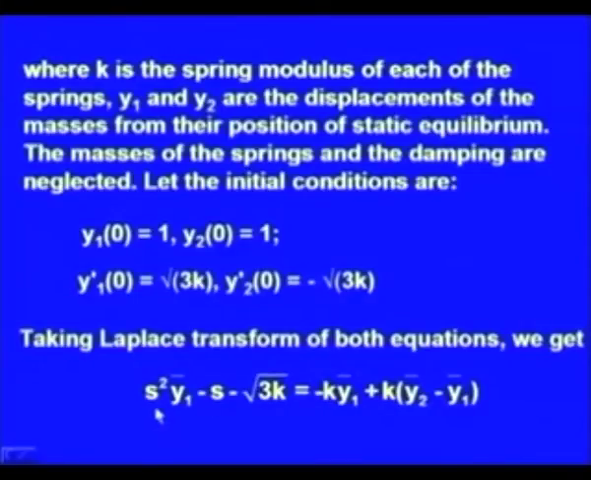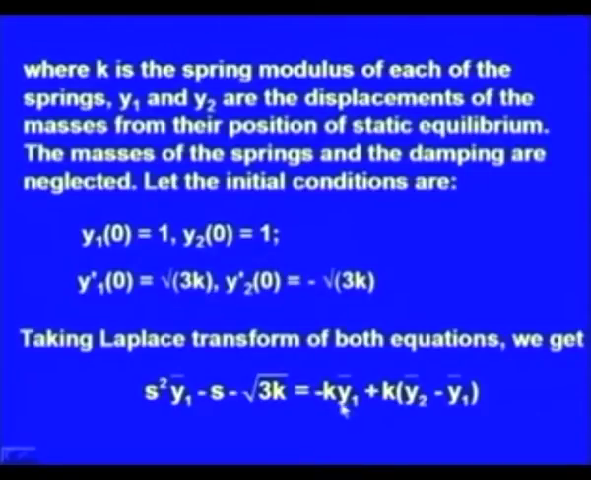Then for the mass m1 we shall have s² ȳ1 − s y1(0) − y1'(0), where y1(0) is equal to 1 and y1'(0) is equal to root 3 k. In the left hand side we had d²y1/dt², so when we take the Laplace transform of that, we have the left hand side after taking the Laplace transform like this.